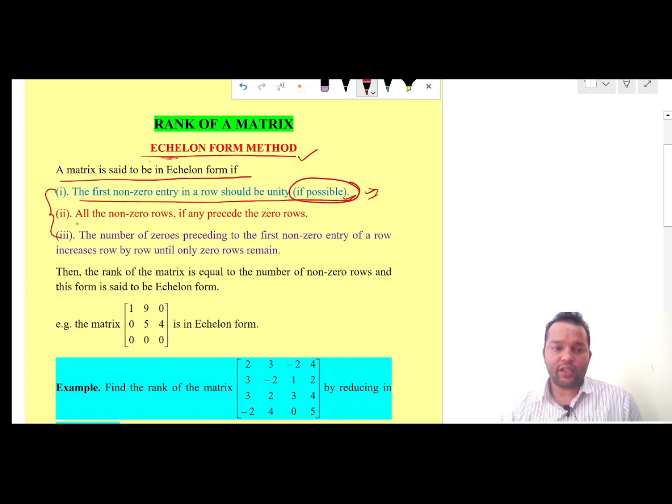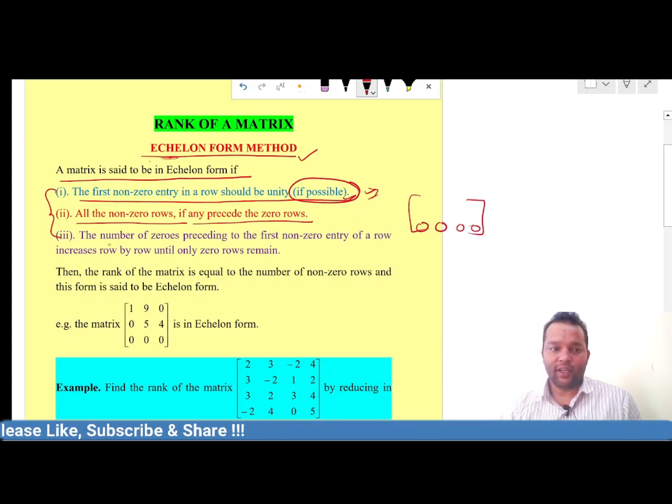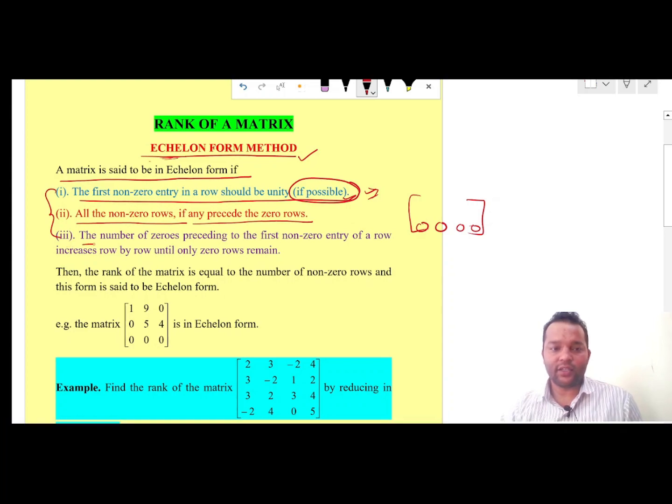The second condition is all the non-zero rows, if any, precede the zero row, which means that if there exists any zero row in the given matrix, then that zero row must be placed at the last, that is, at the bottom of the matrix. And the third condition is the number of zeros preceding the first non-zero entry in each row increases row by row until only zero rows remain.